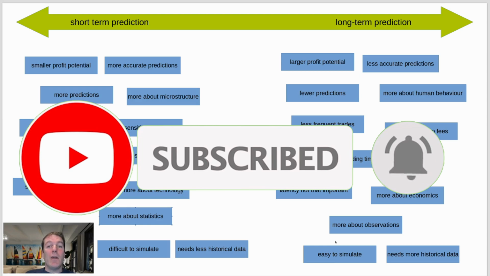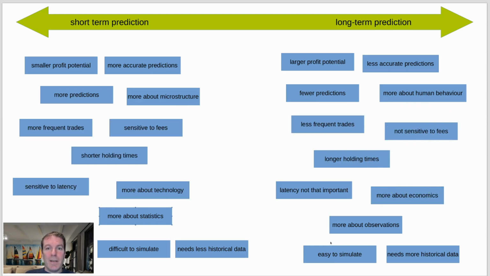And yeah, you're going to need a lot more historical market data to get sufficient statistics to know whether your algo or your signal is actually profitable.